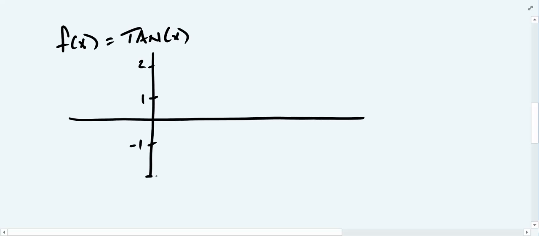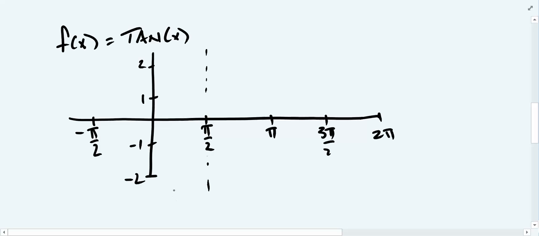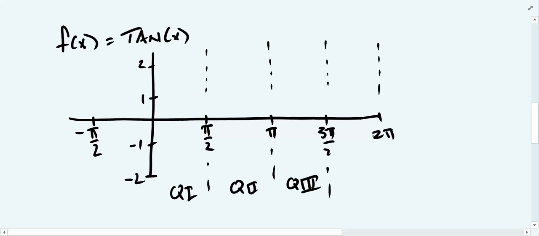Okay? I'm going to do pi over 2. I'm going to do pi. I'm going to do 3 pi over 2. And I'm going to do 2 pi. Now let me even go back a little bit to negative pi over 2. Okay? Again, if I draw all this, it represents quadrant number 1. If I do all of this, it represents quadrant number 2. If I draw all of this, it represents quadrant number 3. And if I draw all this, it still represents quadrant number 4.